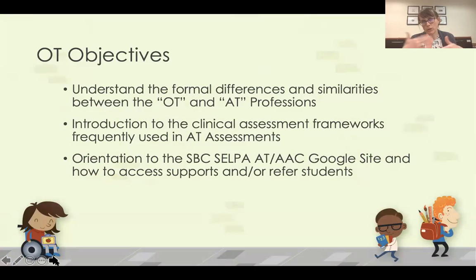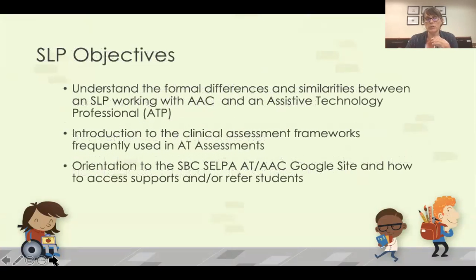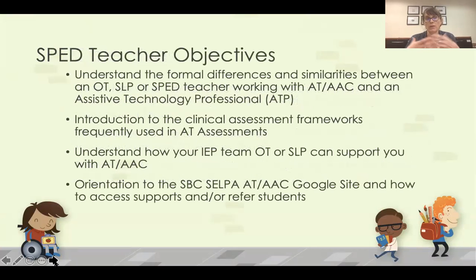So the OT objectives were to kind of explain to the OTs the difference between OT and AT and the professions and the overlap. Same with speech therapy. What's the difference between a speech therapist working with AAC and an assistive technology professional? And then the SPED teacher objectives would be, again, to understand who goes into assistive technology, and that it can be a variety of different people. And then I'm going to show you just the big frameworks that people use for assistive technology, so it shouldn't be foreign to you.